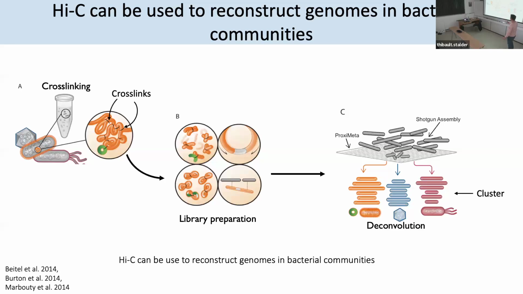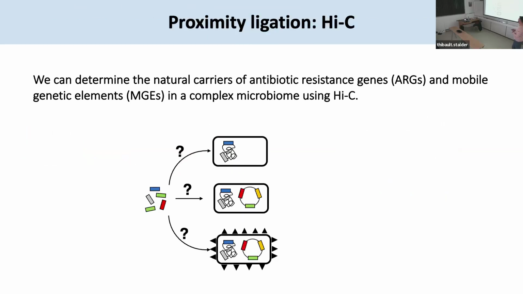And so if you sequence the ends, it can help you resolve this very complex puzzle of metagenomics, where often we take the whole DNA of the sample, sequence everything, and then use algorithms to reconstruct contigs. The reconstruction is limited by the number of repetitions, and a lot of the time we cannot reconstruct full genomes. But with those puzzles, we can say, oh wait, on this fragment I know this contig and this contig were in the same cell. That way, we can reconstruct the actual genome. So I was like, okay, let's test this hypothesis: can we determine the natural carriers of antimicrobial resistance genes and mobile genetic elements in a complex microbiome using this technique called Hi-C?